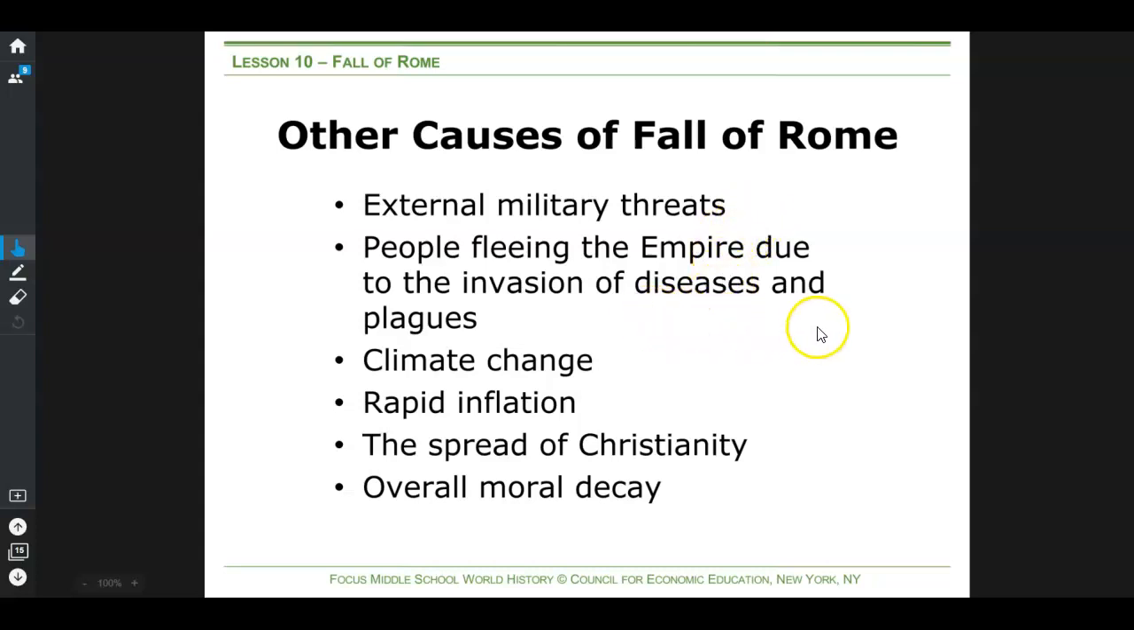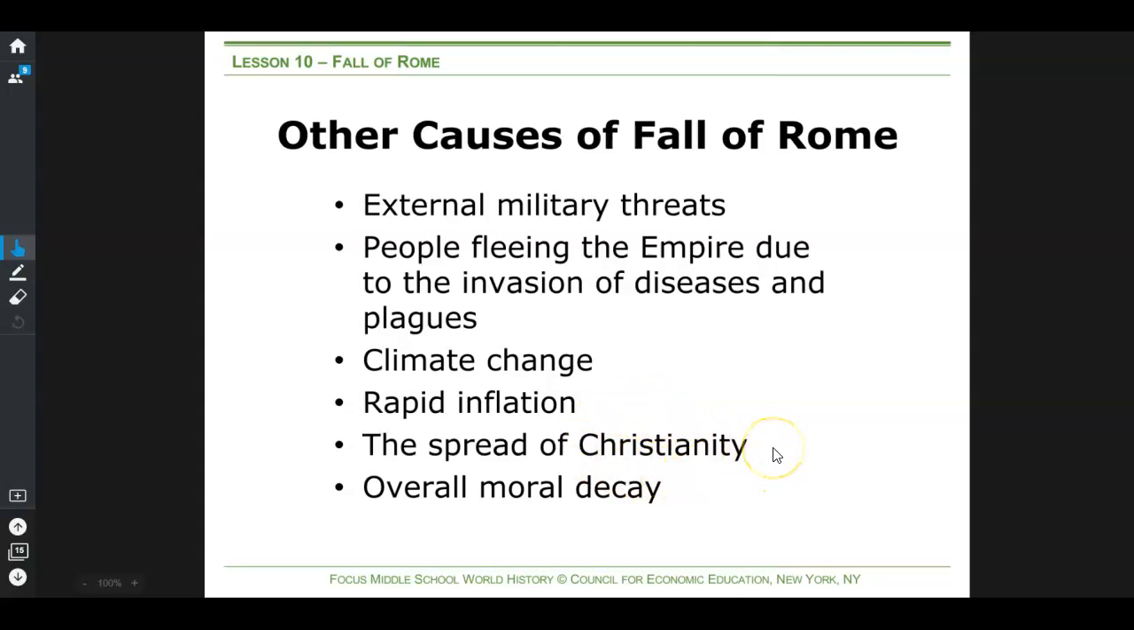You have people who choose to flee or leave the empire due to diseases and plagues that are spreading. Some historians think climate change created a problem for the western part of the empire in Western Europe, creating an issue where people are not able to produce a steady food supply through agriculture to be able to support the empire. You have rapid inflation caused by the lack of gold and silver being used in the coins. When the value of the coins decreases, the cost of the goods increases.